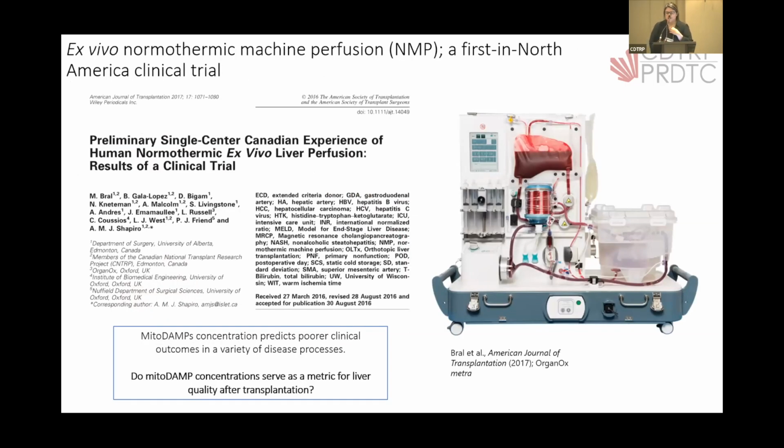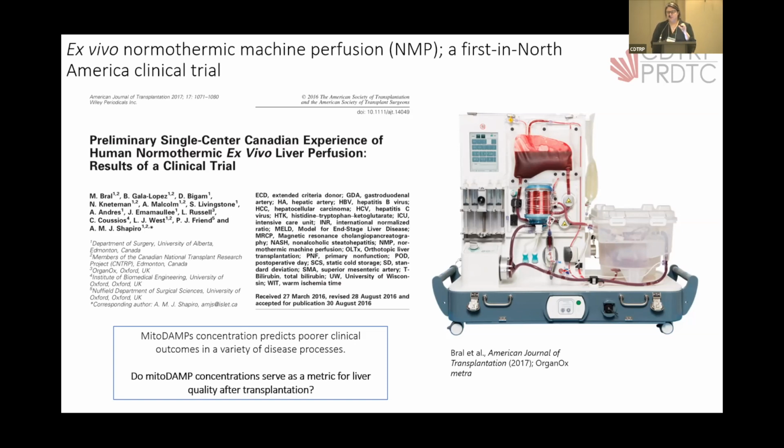And so we wanted to see if this was useful in a clinical setting. So we were very, very fortunate to get these samples from Dr. James Shapiro's group at the University of Alberta. So they had done a first in North America trial of normothermic ex-vivo liver perfusion prior to transplantation. So we were very fortunate to get perfusate samples from this study. So massive thanks to them. They were really great to work with.